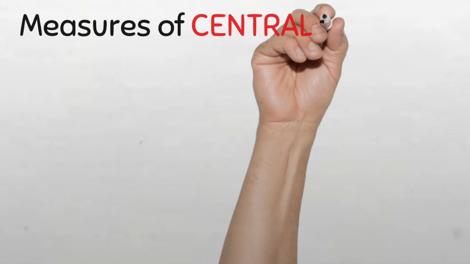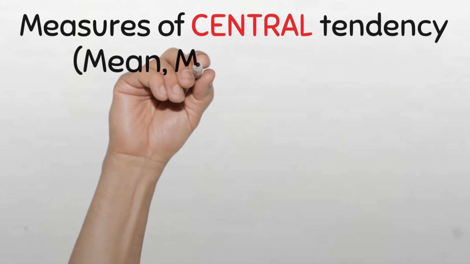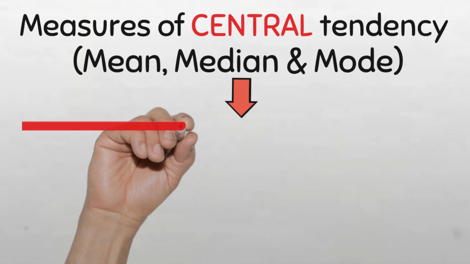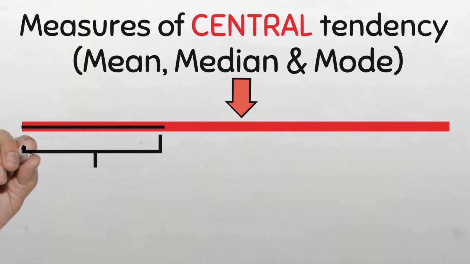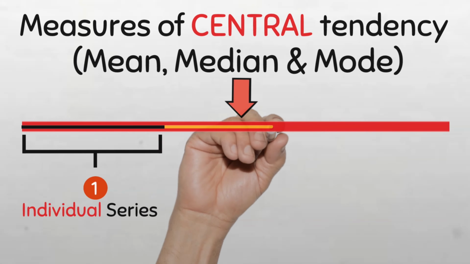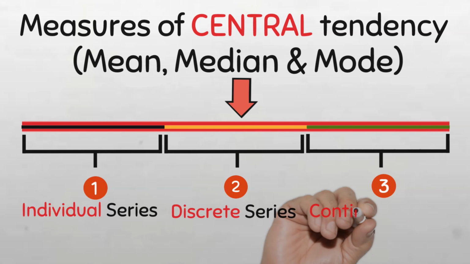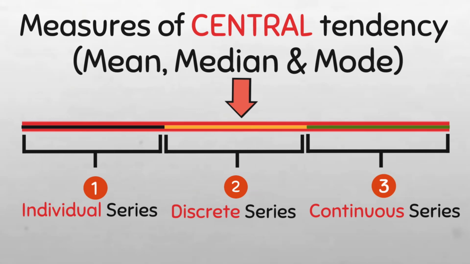Hi there. In this video, I'll show you how to quickly compute the measures of central tendency, i.e. the mean, median, and mode for three common data series types. This video is divided into three parts. In the first part, we'll cover the individual series data. In the second part, we'll cover discrete series data. And in the last part, continuous series data. We'll be using three different data sets which will be introduced as we go along in the video.